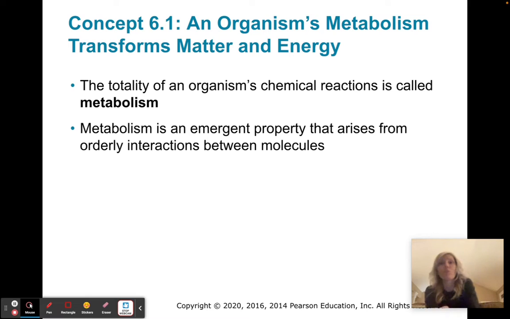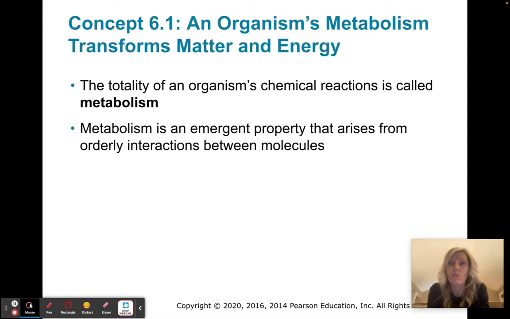On concept 6.1, when you're looking at the section titles or the concept titles, the section title is a huge deal. So you should definitely spend some time, if you're studying over your notes later, literally just looking at the 3 to 4 section titles or concept titles that these parts of your text are named after. They're really good. So, first of all, an organism's metabolism transforms matter and energy.